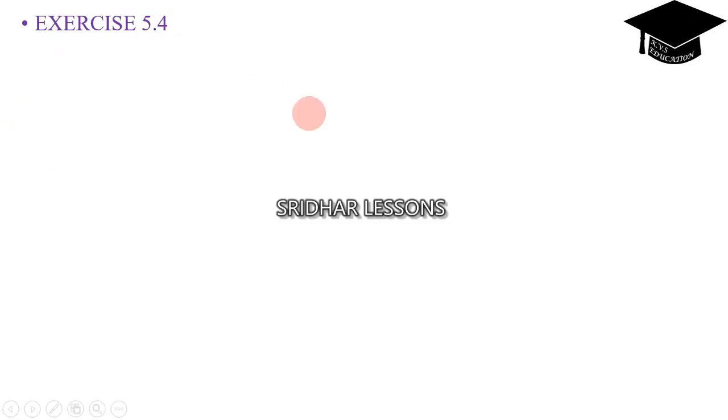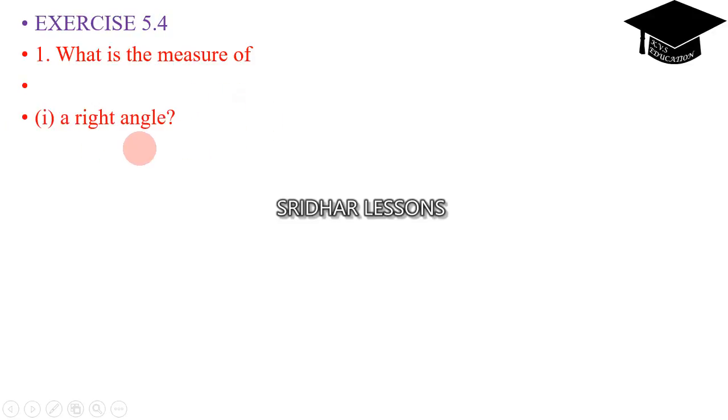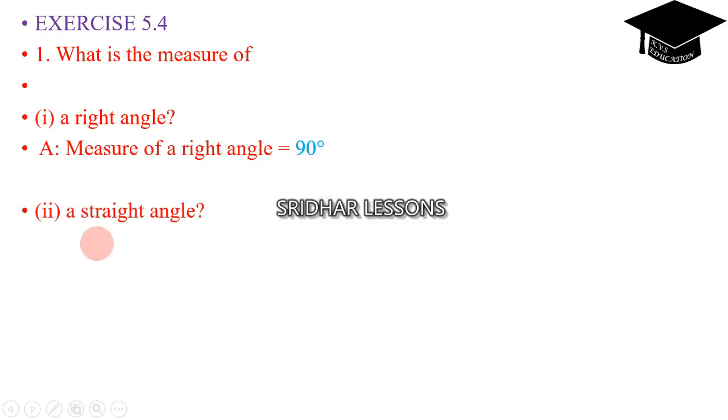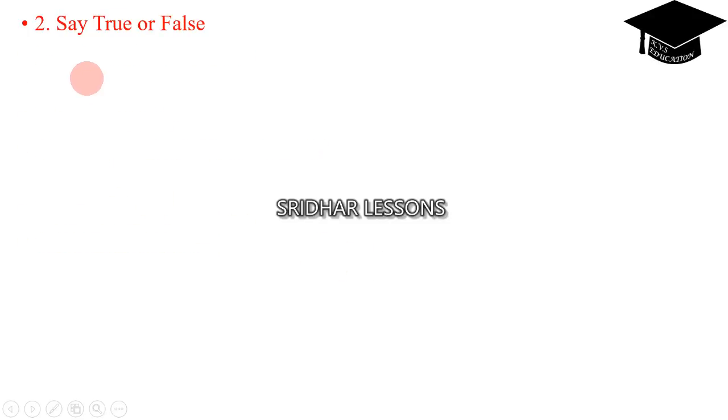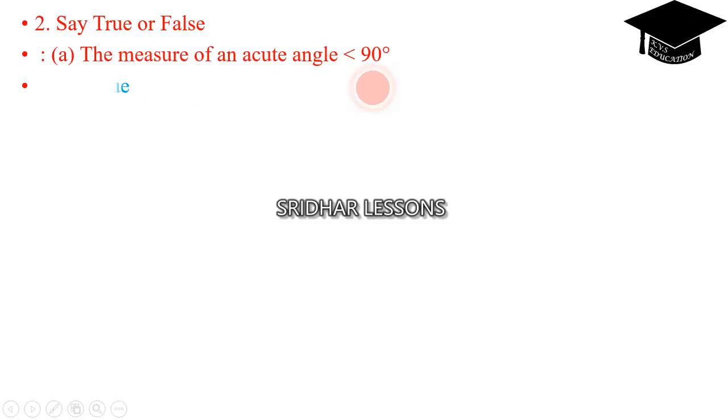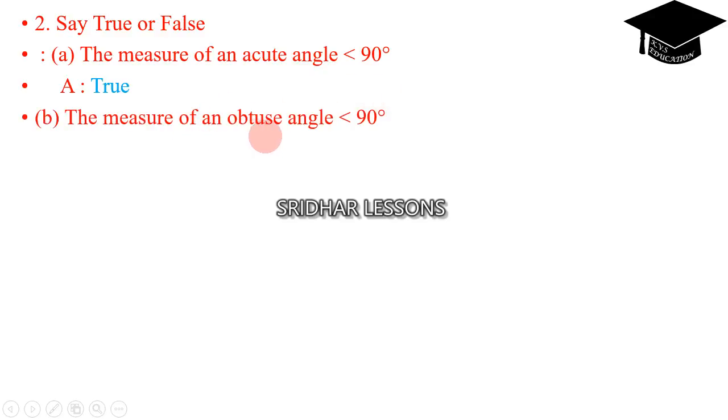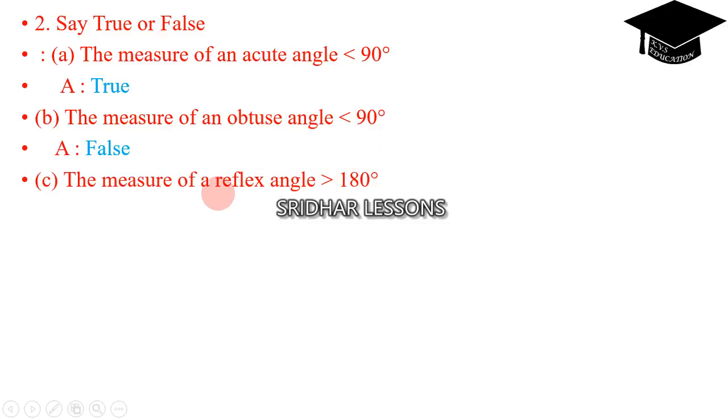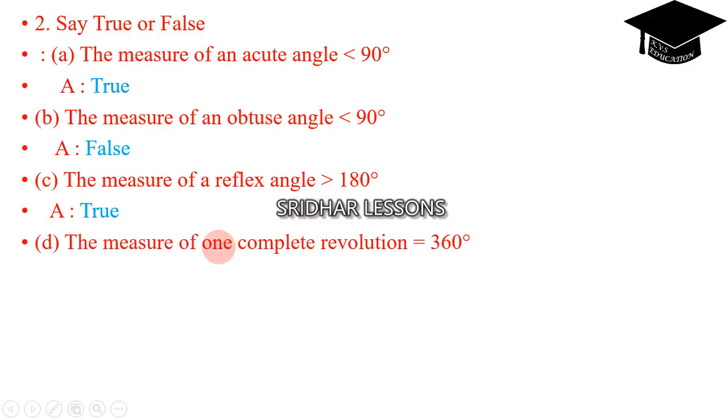We will see exercise 5.4. What is the measure of a right angle? It is 90 degrees, we know. A straight angle is 180 degrees. Say true or false. The measure of an acute angle is less than 90 degrees. True. The measure of an obtuse angle is less than 90. False. The measure of a reflex angle is greater than 180. True. The measure of one complete revolution is 360 degrees. True.